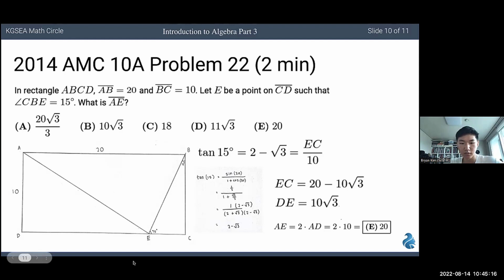And using that information, we're able to conclude that DE equals 10 root 3 because we know that AB equals 20, and we know that since it's a rectangle, CD should also equal 20, meaning that EC plus DE should also equal 20. And with that information, we can get that AE equals 2 times AD, which will equal 20. So yeah, that's how you go about solving this problem.